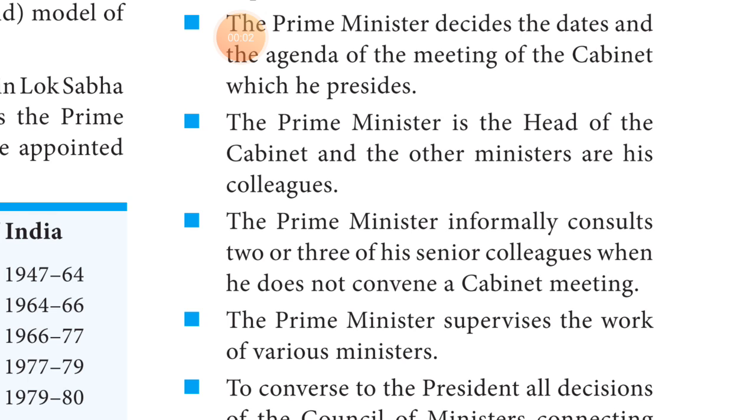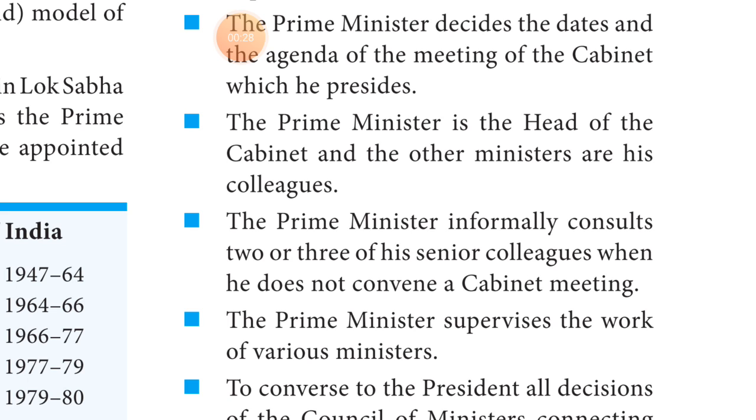The Prime Minister informally consults two or three of his senior colleagues when a cabinet meeting is not convenient. That means when the cabinet meeting is not conducted for any reason, the Prime Minister immediately consults senior colleagues, two or three, and discusses any matters. That is another function of the Prime Minister.